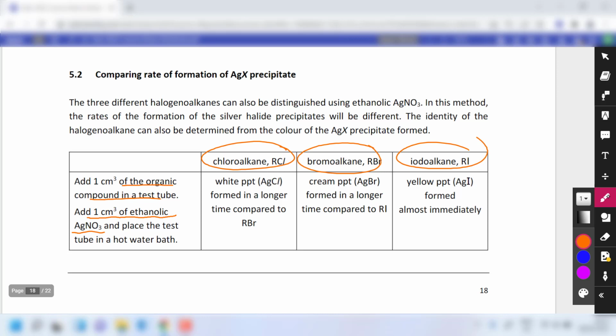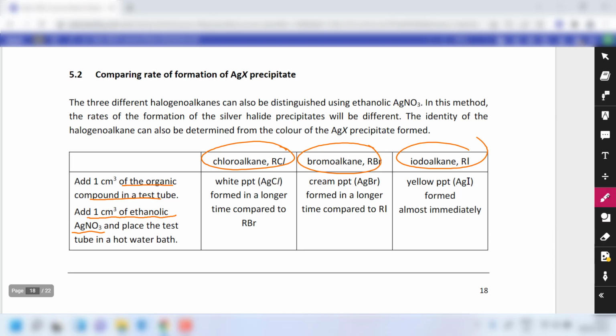Because in the presence of ethanol, it will enhance a little bit the breaking of the C-halogen bond. If you want to find out a little bit more why that is the case, please go and read up on other resources. So we'll deal with it when the time comes.